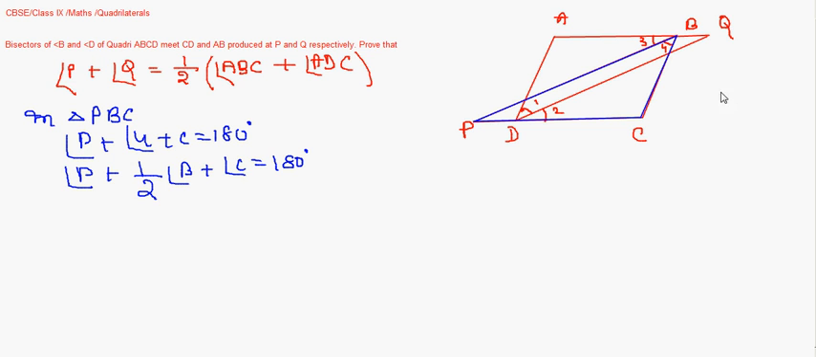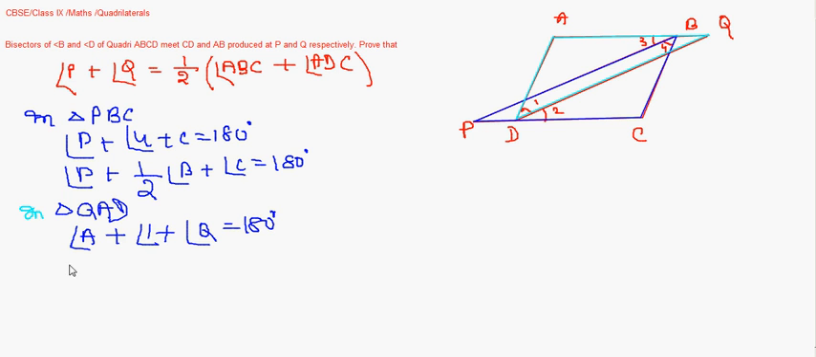On the other hand, we have triangle QAD. Let me highlight that as well. In triangle QAD, what do we get? We say angle A plus angle 1 plus angle Q, that equals 180 again. Angle 1 will be expressed as half of angle D, gives us 180, again the angle sum property.